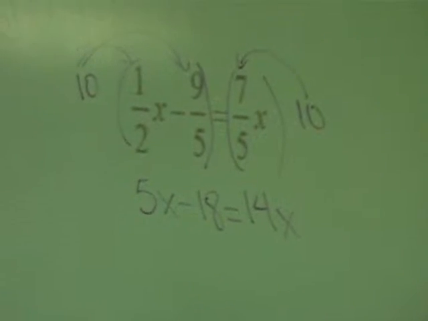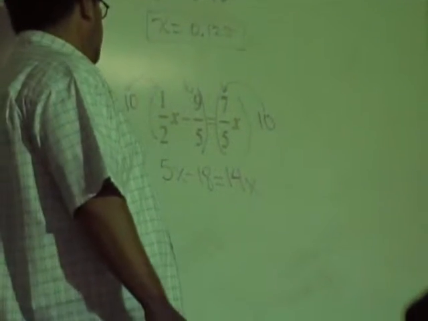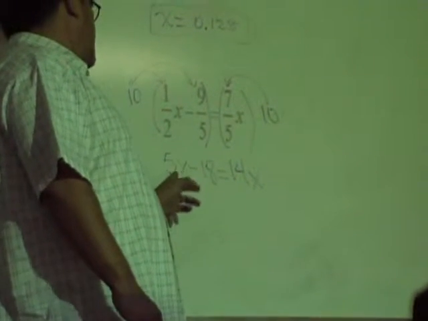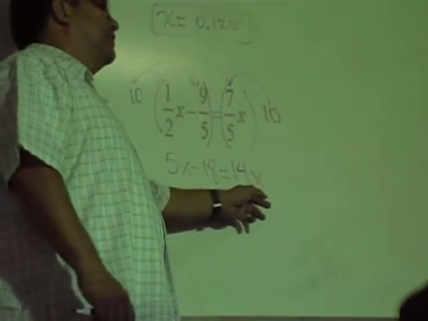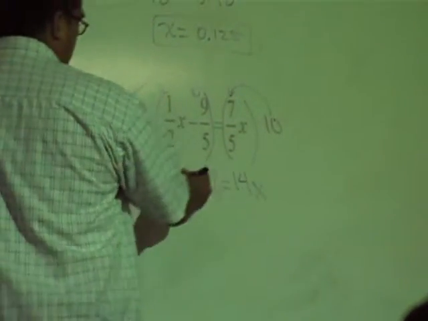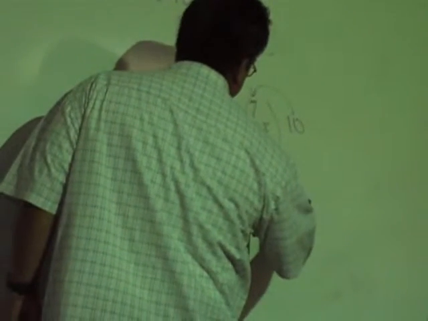Okay, so now you have a choice to make: whether you want to move your x's to the left or to the right. Some students would say, I'm just going to bring the x over here. Other students are going to bring the x over here. It doesn't matter, just do it carefully and you'll be okay. Since I heard subtract 5x, I'm going to do that. Minus 5x.